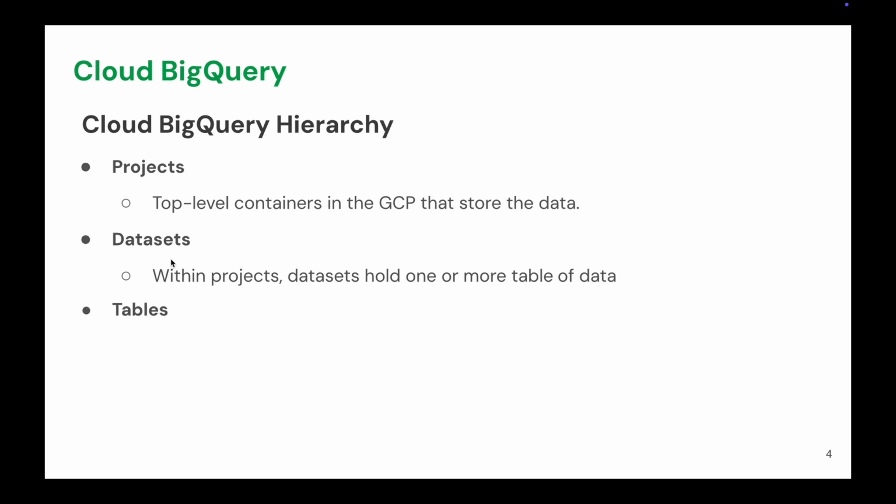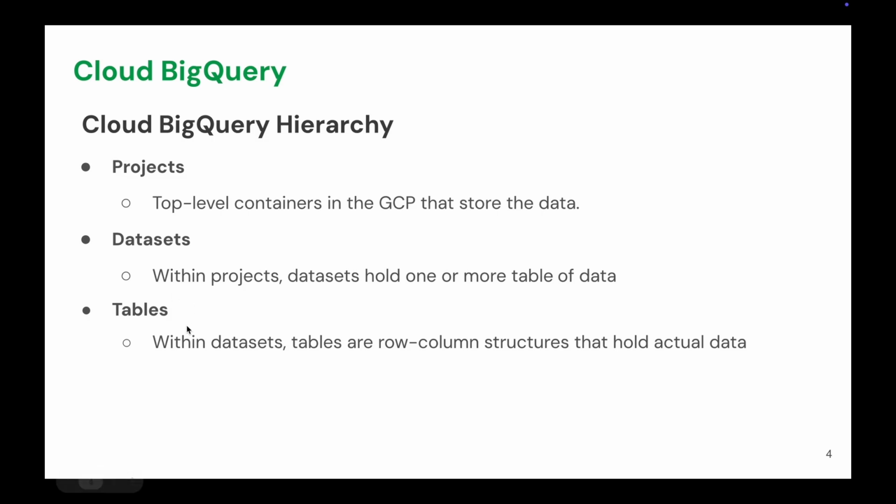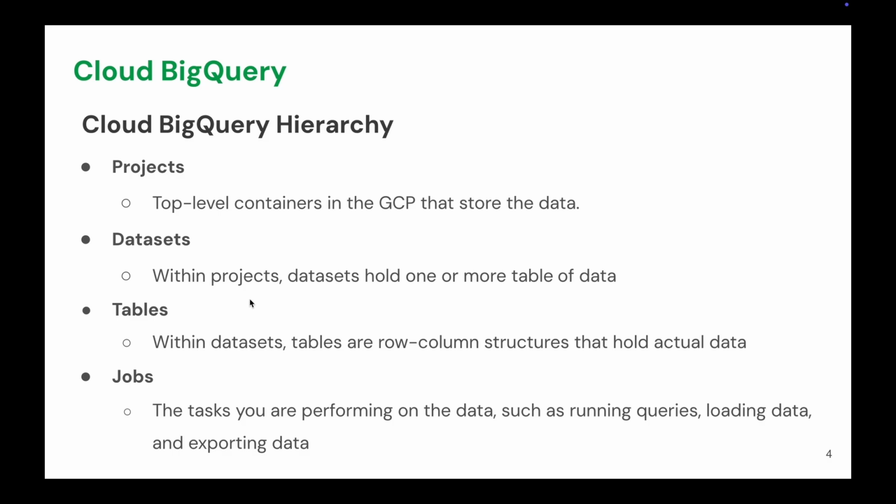And the third one is tables. Tables is where we will actually have the data in the form of rows and columns in a tabular format. And the last of this hierarchy is jobs. Jobs are where you execute your SQL queries, for example copy, load, or running your analytical queries. Those are jobs. Jobs are asynchronous inside Cloud BigQuery, which means you can execute hundreds or thousands of jobs in parallel inside one GCP project.